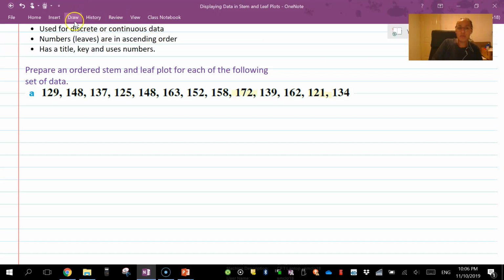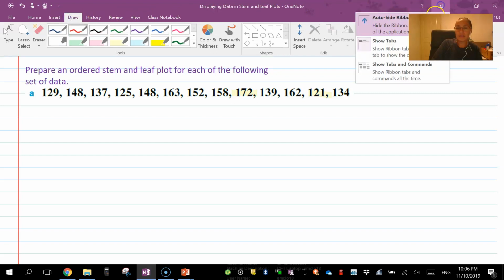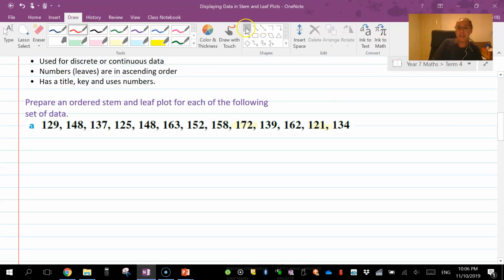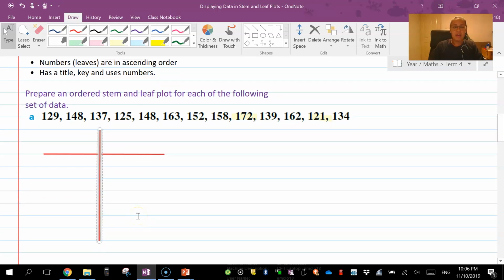Before I start though, I'm going to draw up my stem and leaf arrangement, and that looks something like this. I'm going to draw a line across, and another one down. Let's see if my pen will do this. Now I'm going to identify my stem and my leaf. Your stem is like your category.